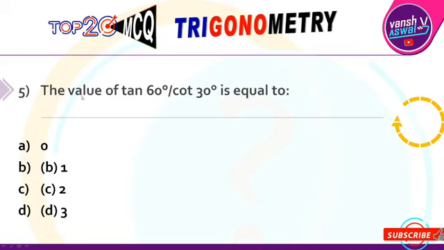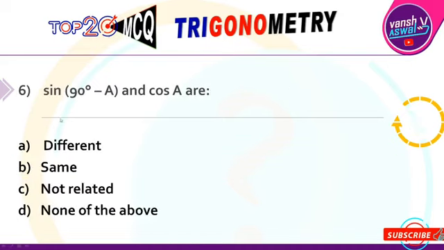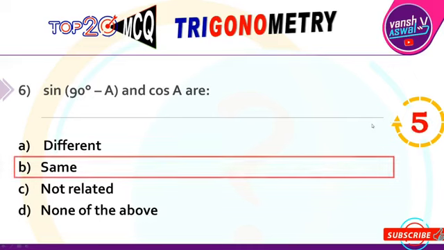Question number 5, the value of tan 60 degree divided by cot 30 degree is equal to. Answer is option B, 1. Question number 6, sin 90 degree minus A and cos A are. Answer is same.